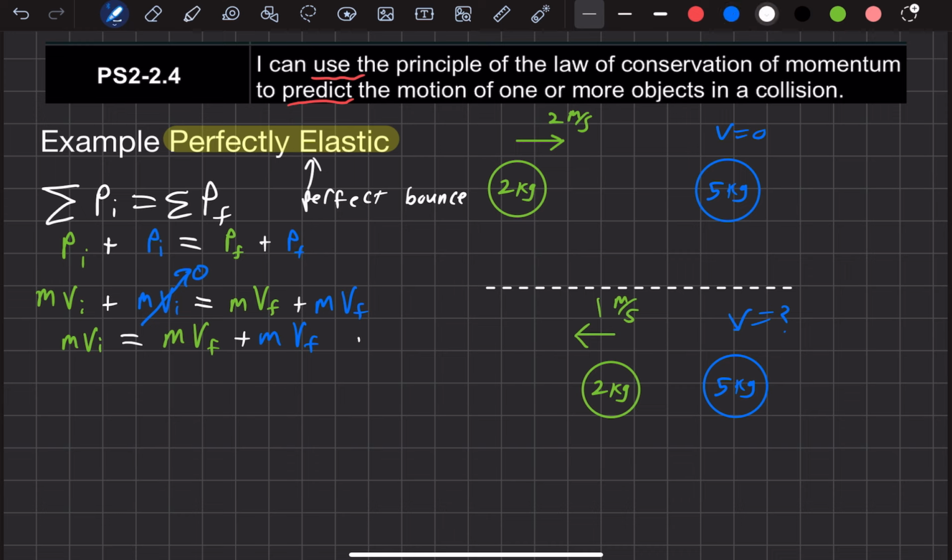What we're solving for is the final velocity of the blue object. So what we're going to do now is solve this expression for the final velocity of the blue object. To do that, we're going to subtract from both sides the mass times the final velocity of the green object. And then we're going to divide both sides by the mass of the blue object.